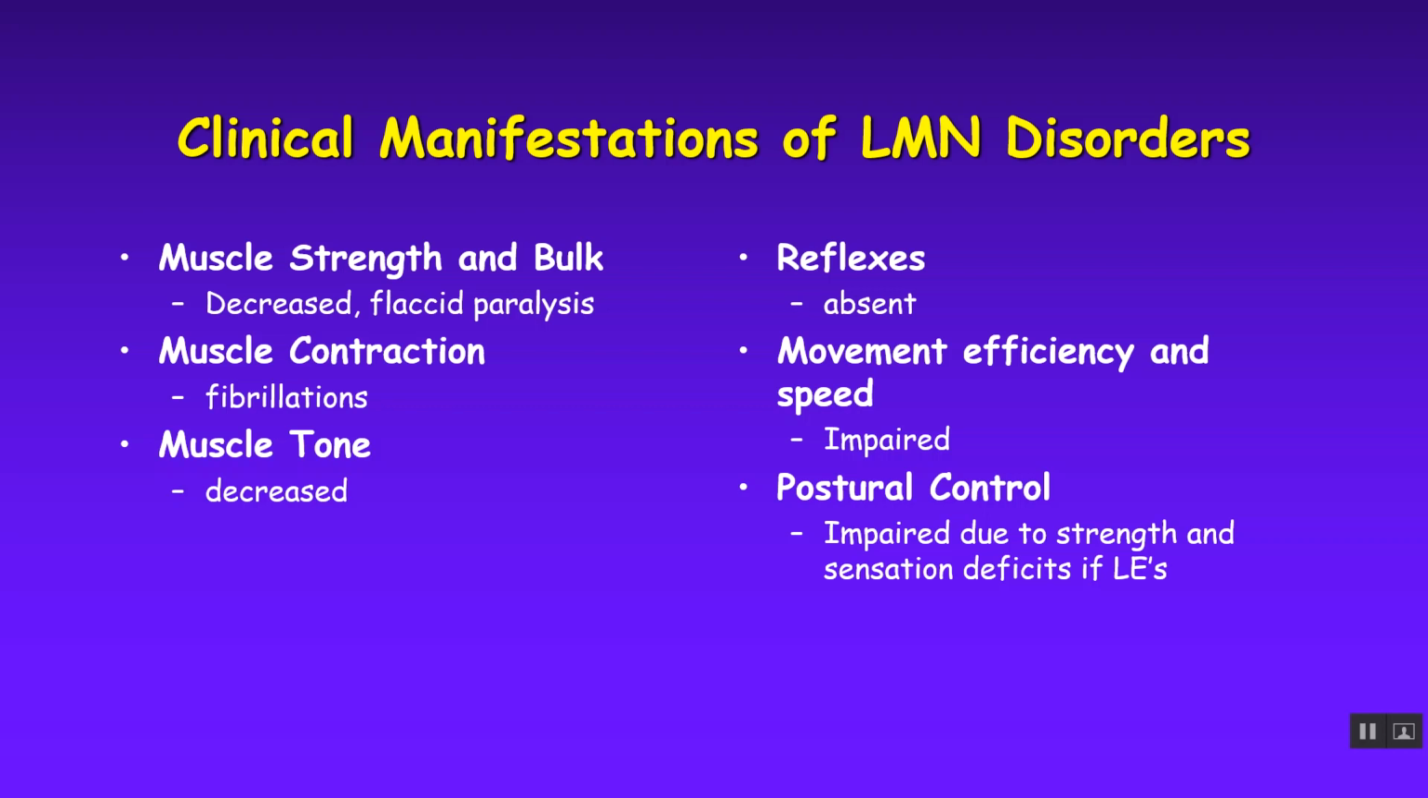Reflexes will be diminished. I shouldn't say they're always absent. They'll be diminished or absent. You'll have a 1+ or a 0 on your reflexes if it's affecting a muscle that you can actually test a reflex in, okay? Like if you've got a lower motor neuron problem that's going to your glute muscle, you can't test, there's no reflex for the glutes. But you just have to kind of assume that if you could, they would be diminished. Movement efficiency and speed will also be impaired, because if you can't contract the muscle, you obviously can't move quickly or efficiently because you can't generate the muscle force to do that.